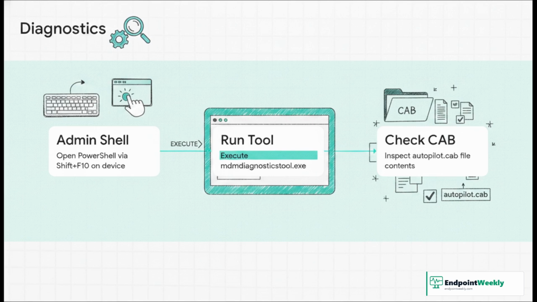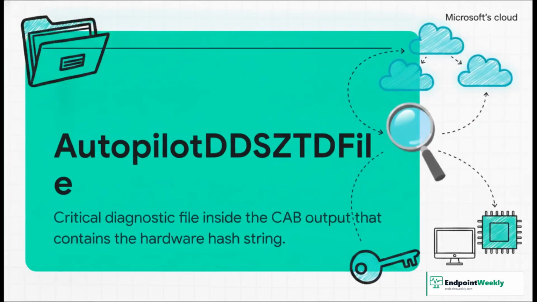This is a native Windows tool, and it quickly packages up all the deployment logs into a single file called autopilot.cab. Now, inside that cab file, you are hunting for one very specific critical document. It's called Autopilot DDS ZTD file.json. This JSON file basically holds the keys to the kingdom. It contains the raw data that the physical device is trying to present to Microsoft's cloud, and most importantly, it holds the hardware hash string, which is known in the file as the ZTD device identifier.